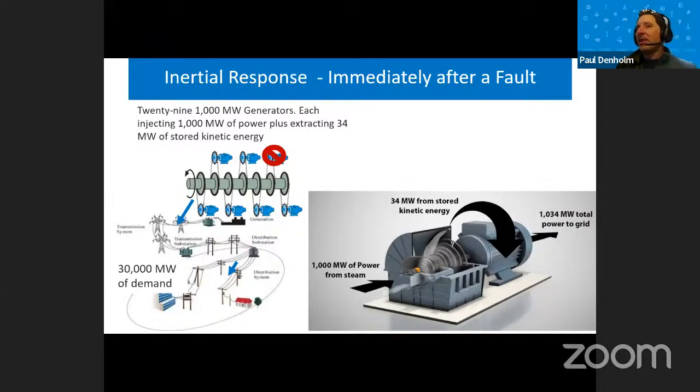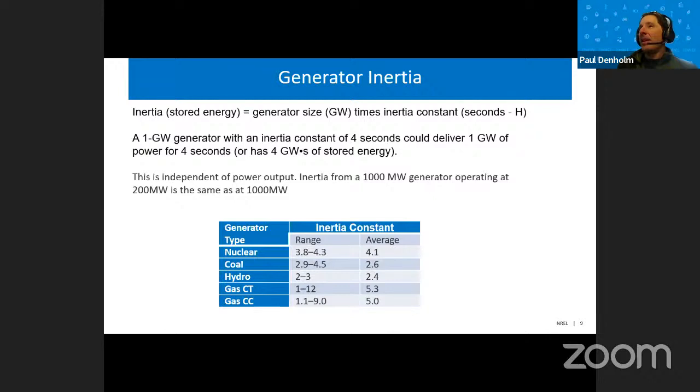So in this particular case, that 1,000 megawatt generator is actually generating now 1,034 megawatts because the demand is extracting 34 megawatts from that stored kinetic energy. Well, you can imagine what happens if you extract kinetic energy from something. You get an imbalance and that thing will start to slow down. So that's the inertial response that happens immediately after a fault.